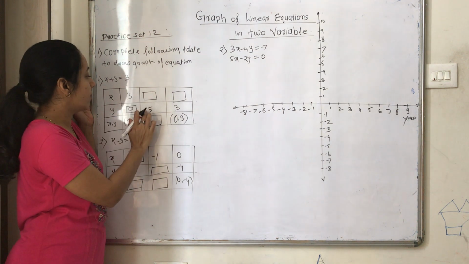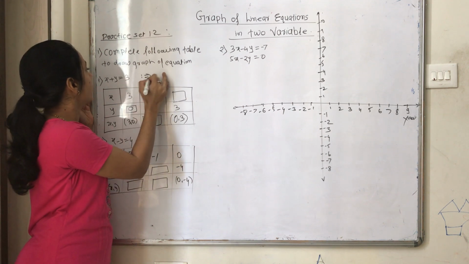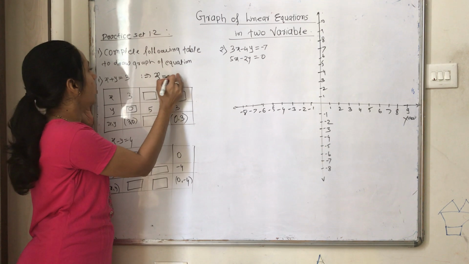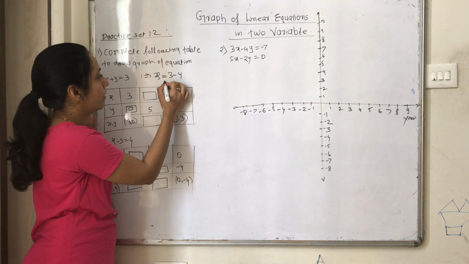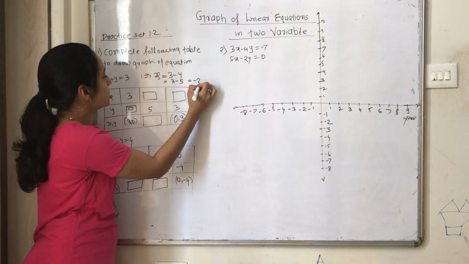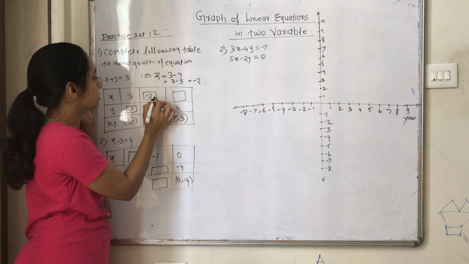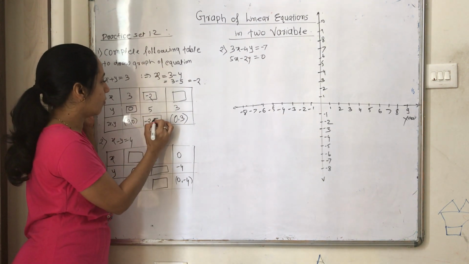And in this the value of y is given right now. So what will be the x? From this one, x will be equal to 3 minus y, right? And what is the value of y given? Y is equal to 5. So you will get 3 minus 5, that is minus 2. So here it will be minus 2. Then what will be the ordered pair? It will be minus 2 comma 5.